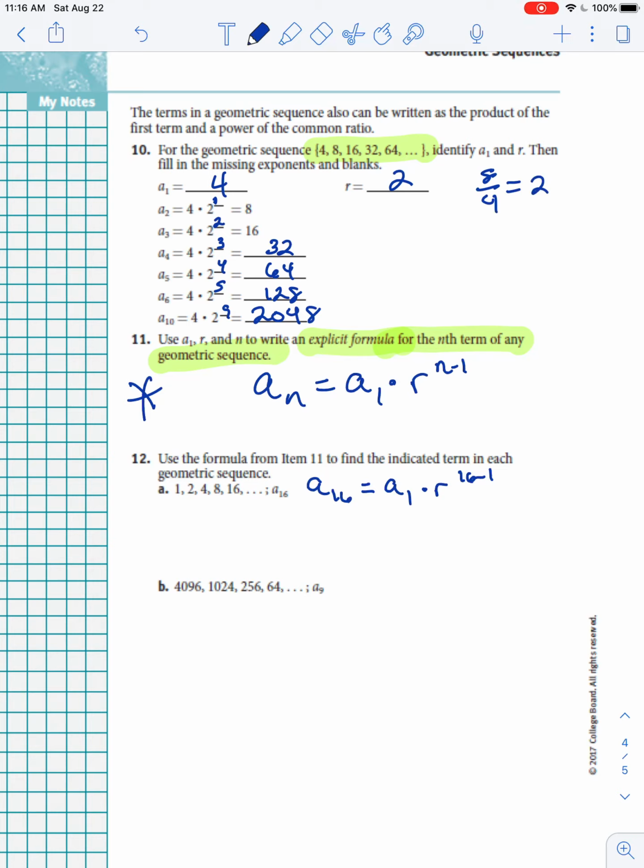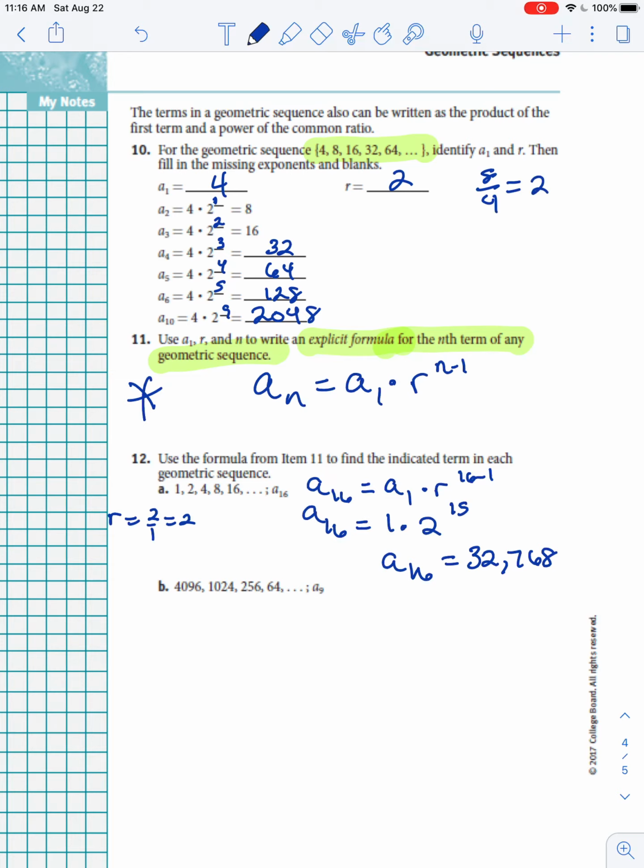So now I just have to fill that stuff in. So to find a sub 16, I know my first term, I can see it, it's 1. And my common ratio I need to find. So let me do that really quick. So r is, let's just do 2 divided by 1, which is 2. So my common ratio is 2 to the 15th power. Use my calculator to do 2 to the 15th power, and your 16th term will be, I think that's 32,768 using my calculator, of course.